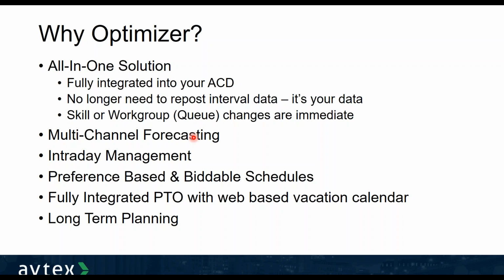Multi-channel forecasting, and an interaction to us is an interaction. It doesn't matter if it's a call, chat, email, or fax, it's an interaction. Intraday management, again, we can reforecast based on certain intervals. If something happened in the last 2 hours, I only want to reforecast the last 2 hours. I have that ability. Preference-based schedules versus biddable, we talked about that, where we can have a couple different choices. The fully integrated PTO, and we also have the long-term planning, which ties into the PTO. So we can tie that in also.